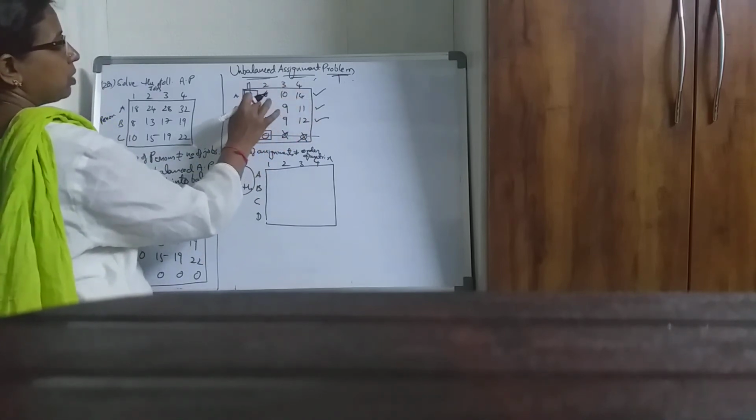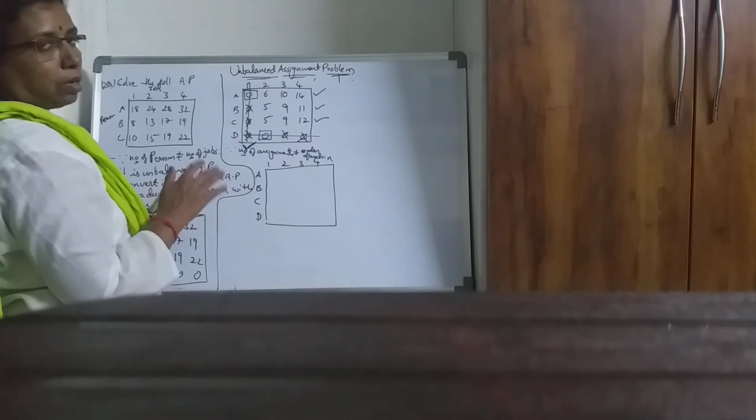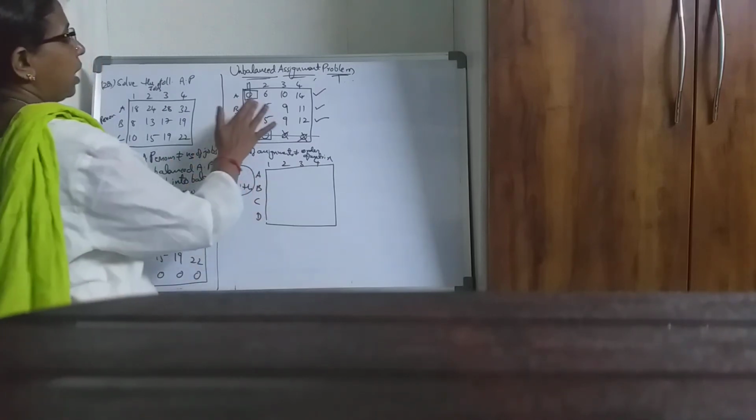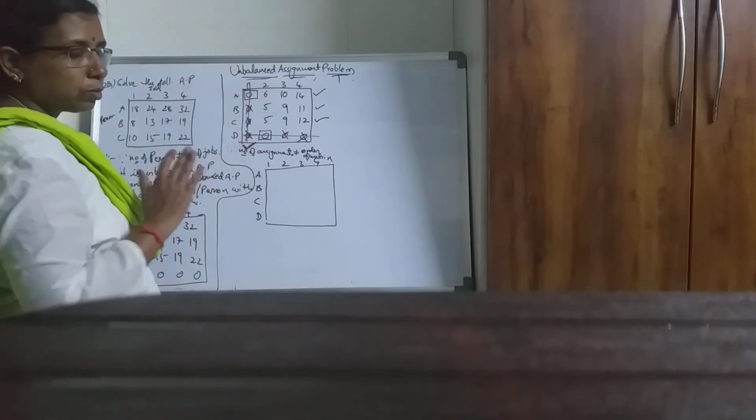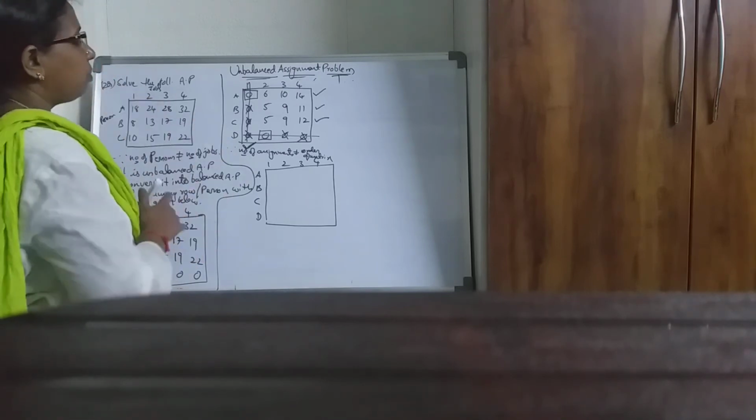So the minimum of these numbers is 5. Now subtract this 5 wherever the numbers don't have any line passing through them. Add this 5 wherever the numbers have 2 lines passing through them. And leave the other numbers as they are, which have only 1 line passing through them.